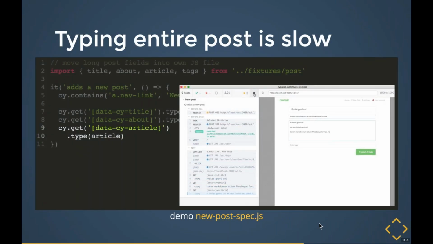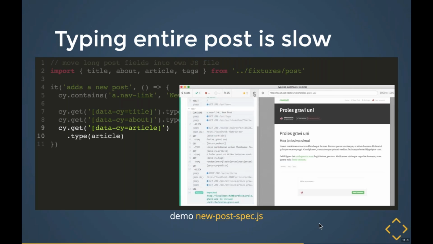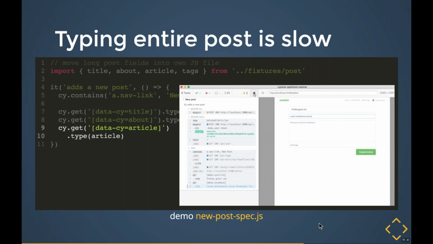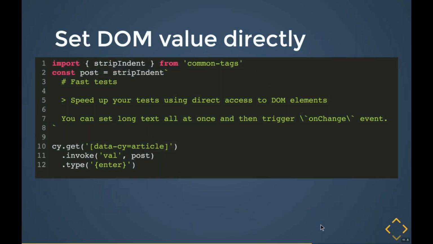Here's an insight. If you type just like a user would type, it takes a while. Imagine you typing a long blog post. Typing the whole article so that you have realistic markdown is kind of slow. So you can take shortcuts.